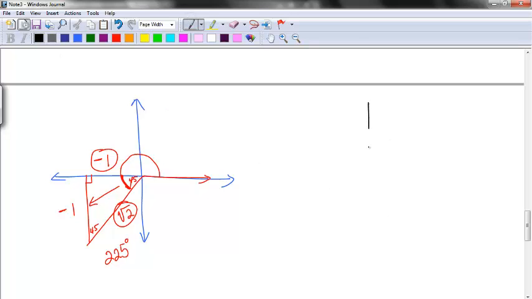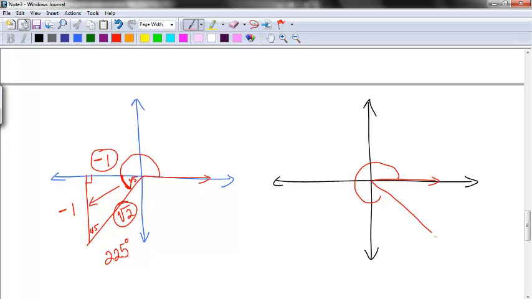Okay, and the last one, 315. 315. So start on the positive side of the x-axis, go 270 and 45 more. Drop the perpendicular back to the x-axis. And this represents 315 degrees. Okay, so this is your 45, 45, 90. And it's 1, 1, radical 2. This one we're going down, so it's negative. And in quadrant 4 it should be cosine is positive and secant's positive.